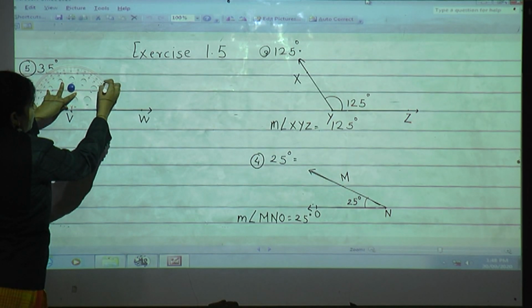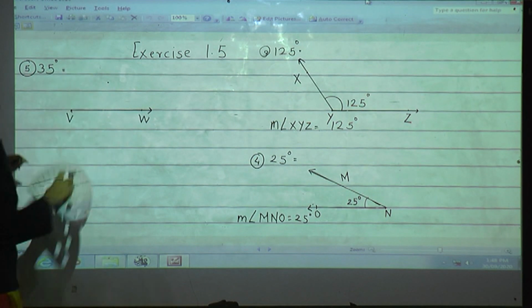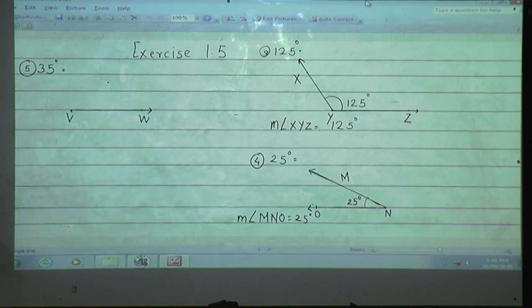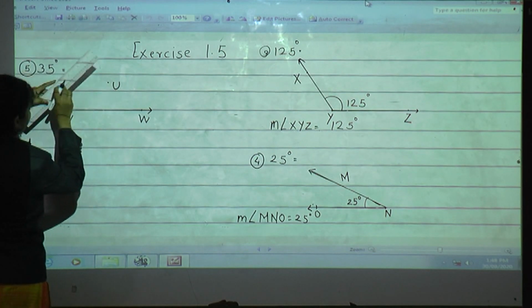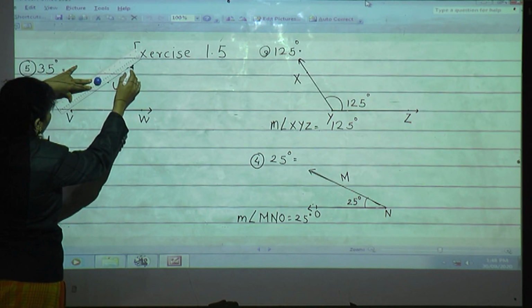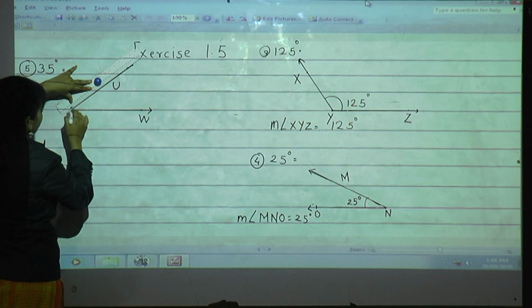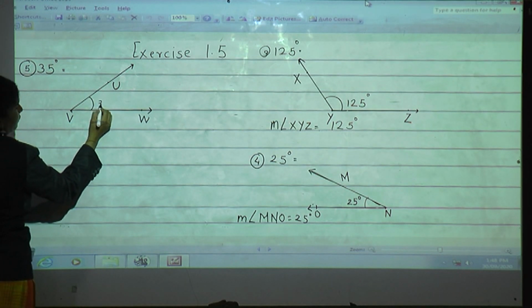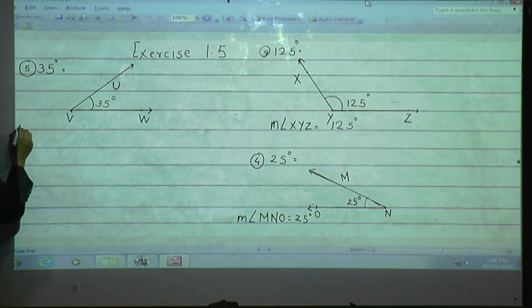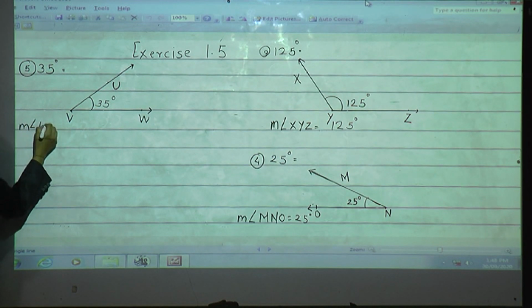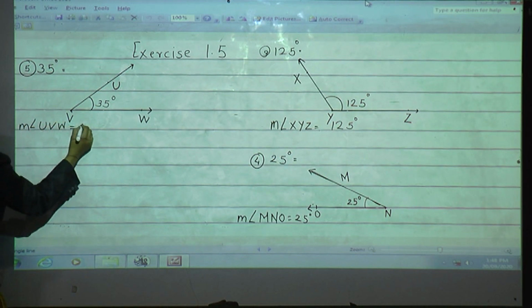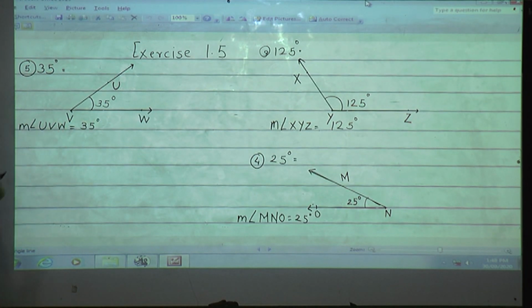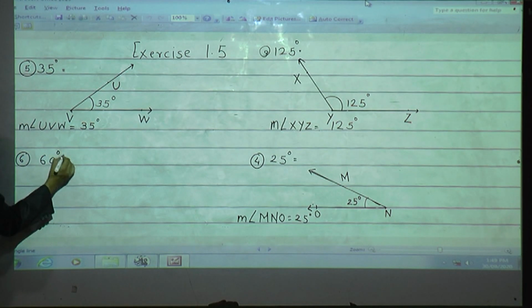So make a dot, join it, give it the name U, and join this. See students, we got our angle UVW of 35 degree. Right here, measure angle UVW is equal to 35 degree. Now next one, sixth one, 60 degree.